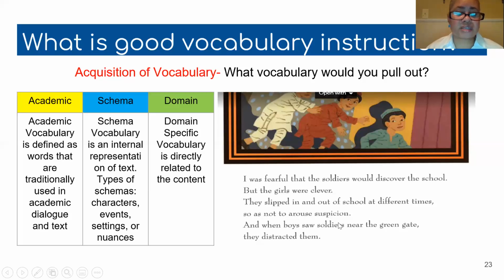Pause the video and discuss some other pull-out vocabularies that you would use and what strategies you would incorporate to attack those terms.